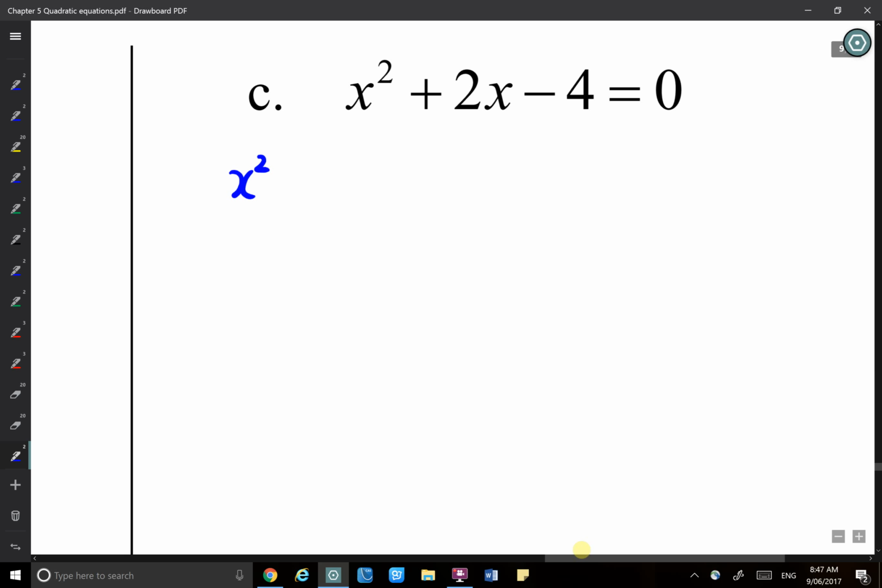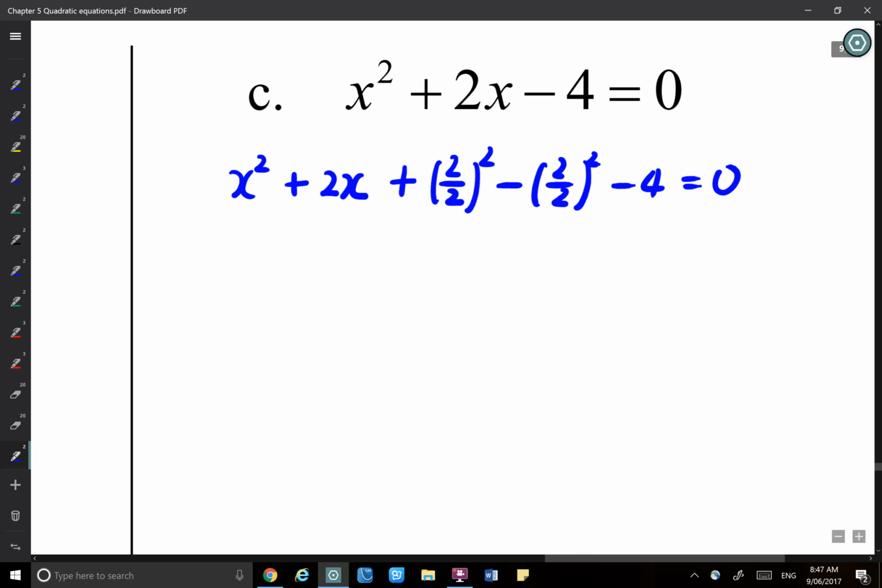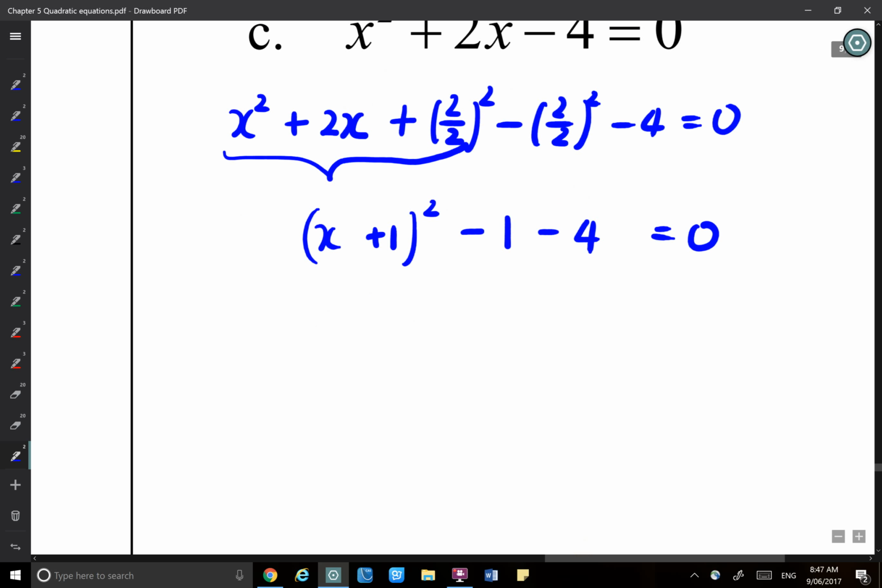So what I will do is x squared plus 2x plus 2 over 2 squared minus 2 over 2 squared, minus 4 equals 0. That's x plus 1 squared minus 1 minus 4 equals 0. So that's x plus 1 squared minus 5. So it's root 5 squared equals 0.